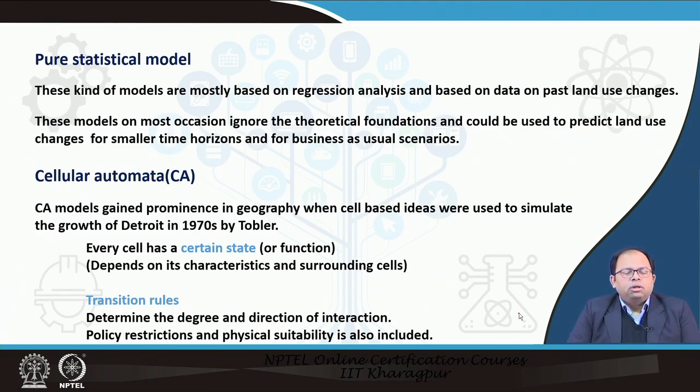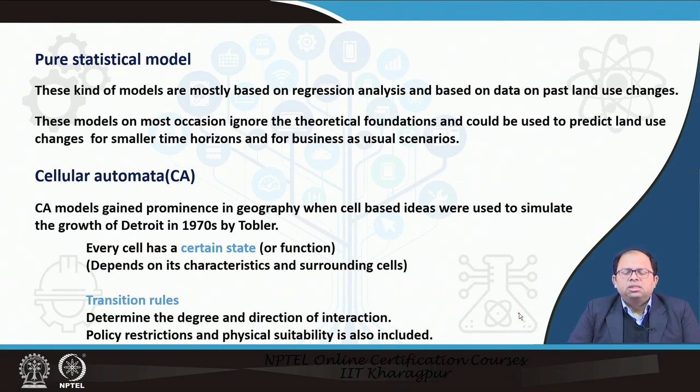Pure statistical models, as you can understand from the term itself, are based on statistical regression analysis, and they don't necessarily follow any theory like those we discussed in the earlier lectures, for example the location theory, the spatial allocation theory, or the social theories. These are primarily based on certain hypotheses and assumptions, and on existing data, or past land use change data, that is taken into consideration. Then by running a regression, we can predict what would be the future land use.